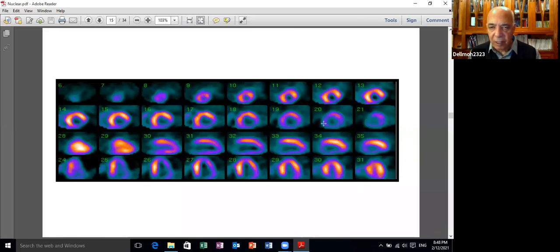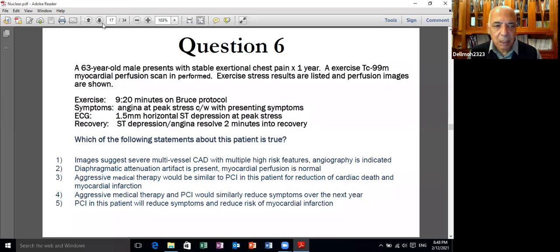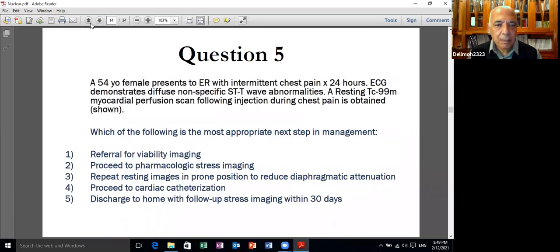So if you give the radiotracer during the pain, and you get a perfusion defect, then the next step should be coronary angiography. If you get the patient after the pain disappears, then he needs a pharmacological stress test. So this is how we think about this condition. So we go back to the questions. Which of the following is the most appropriate next step in the management of this patient?